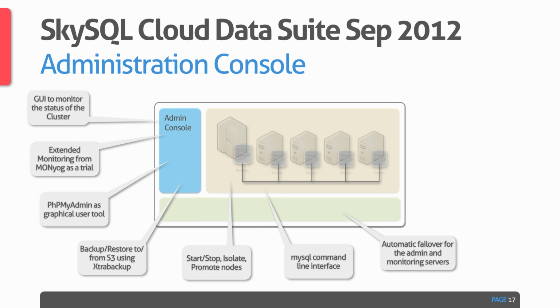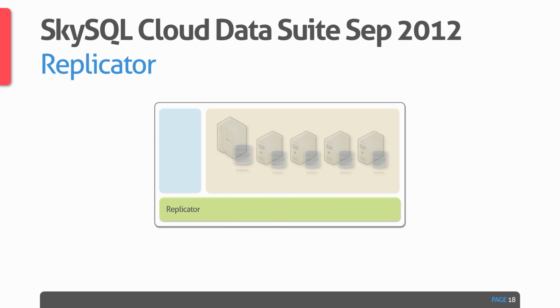The administration console is a graphical console that of course gives you an idea of the status of the cluster, and as you have already seen, there are lots of other elements that have been described in the previous slides. Through the console you can start, stop, isolate or promote nodes. You can interact with the MySQL command line interface and work directly with the server, or you can manage the automatic or manual failover within the console itself.